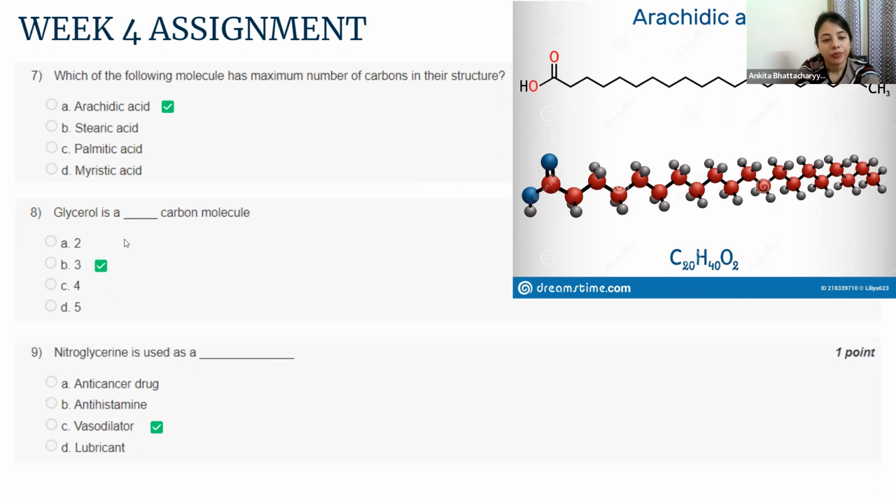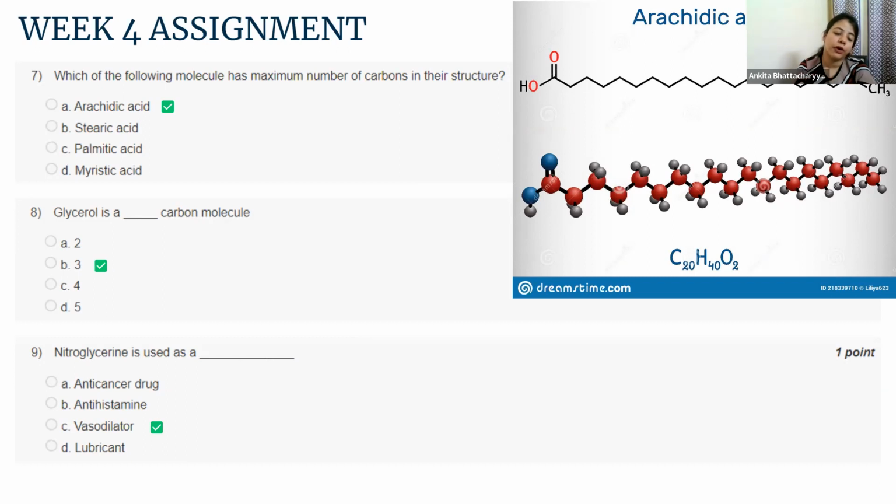Then in question 8, we have glycerol. This is a pretty straightforward question because glycerol is serving as the backbone for so many of the lipids that we just talked about a while back. So is glycerol a 2, 3, 4, or 5 carbon molecule? Obviously, it's a 3 carbon molecule, as we have talked about. And the glycerol backbone actually distinguishes the glycolipids from the phospholipids, as we have discussed as well.